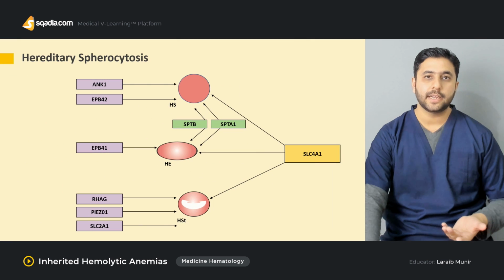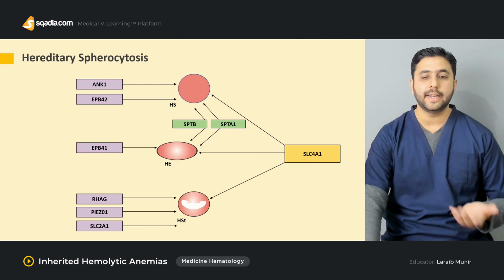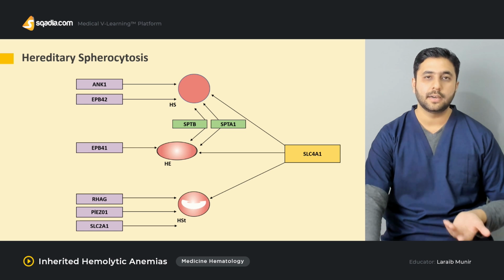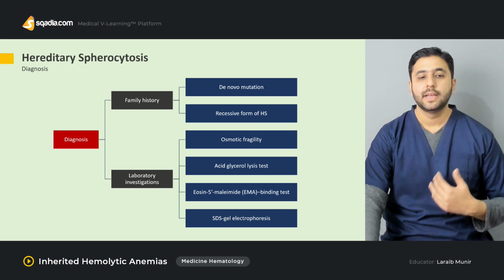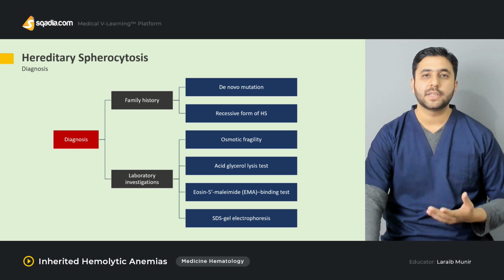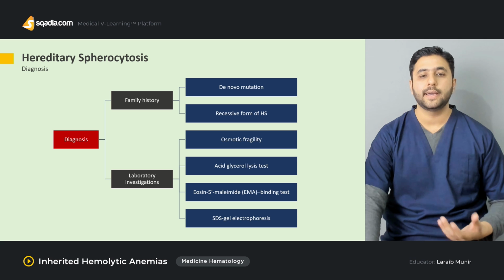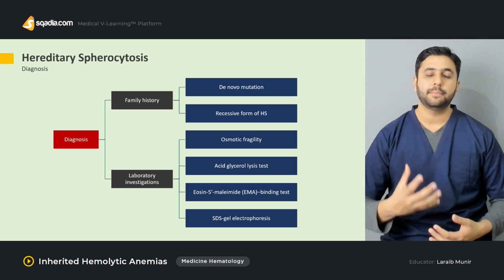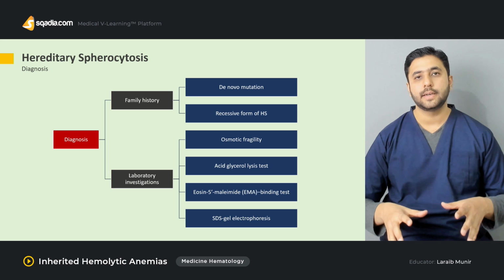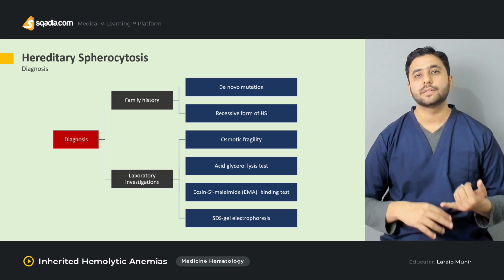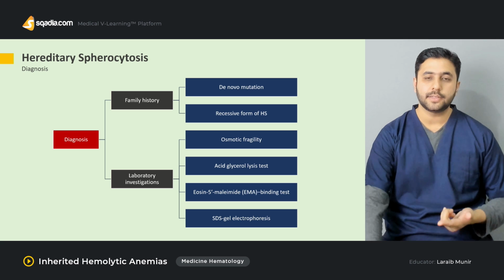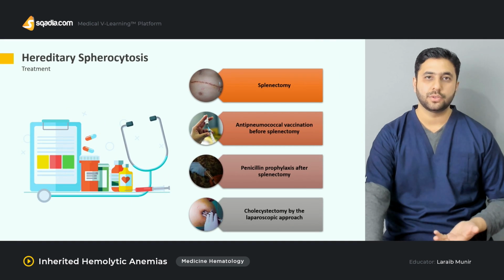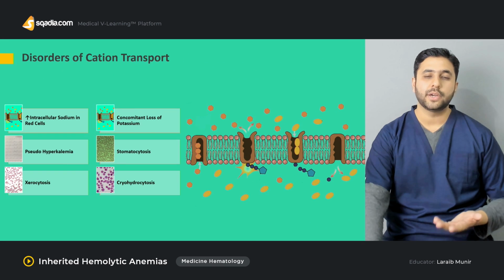Then what are the genetic issues, or the various genes involved, leading to problems common to all the hereditary anemias? Then what are the various diagnostic tools available to us, specifically for diagnosing hereditary spherocytosis? That is a very important topic in the hereditary anemias. We're going to discuss the pathophysiology, the clinical presentation, the diagnostic tools, and the treatment modalities for hereditary spherocytosis. Afterwards, we are going to briefly touch on the disorders of cation transport.